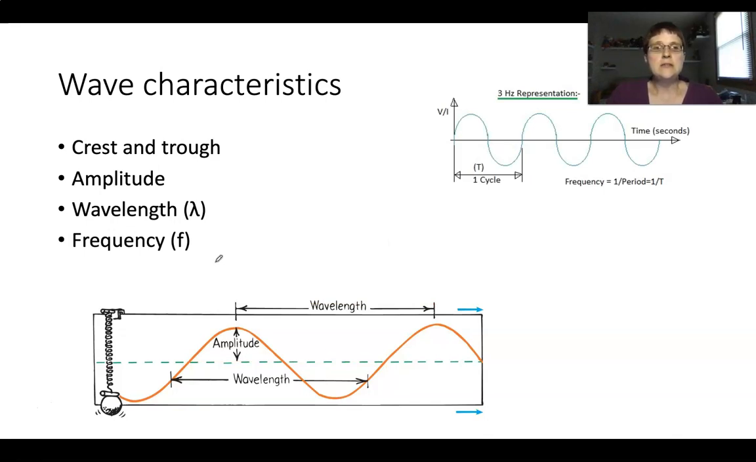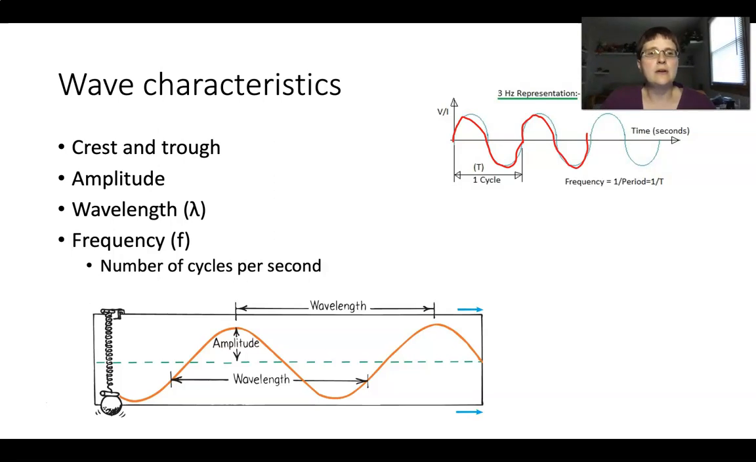The next one is frequency. So frequency is going to talk about the number of cycles per second. A cycle is just a full wavelength. So you can see that here. The cycle is right here. So that's one cycle. Then we've got another one here. So we've got a second cycle here and then a third cycle here.